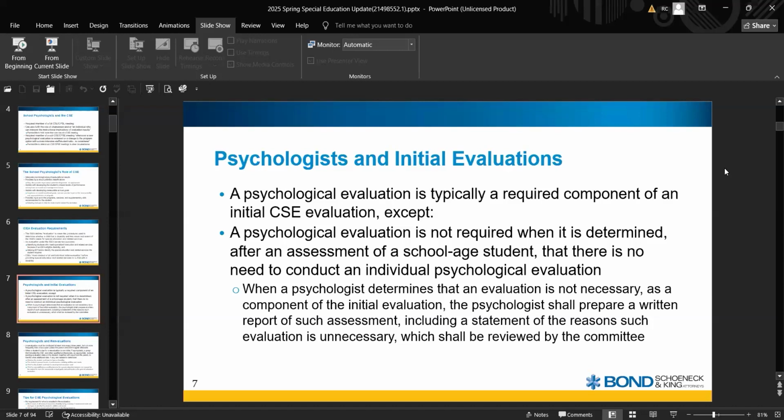So if you're just going to rely on that private evaluation, and if you don't agree with the recommendations, it's a good idea to have your own data. You would still consider that private eval, but you would also have your own data too.